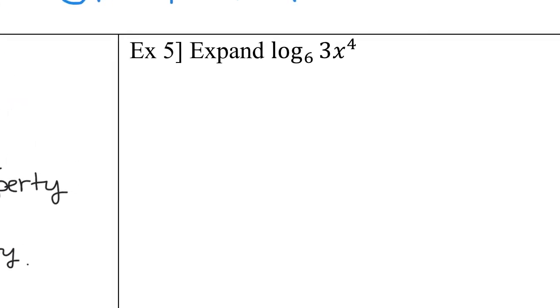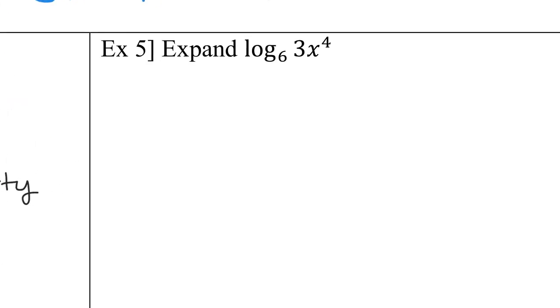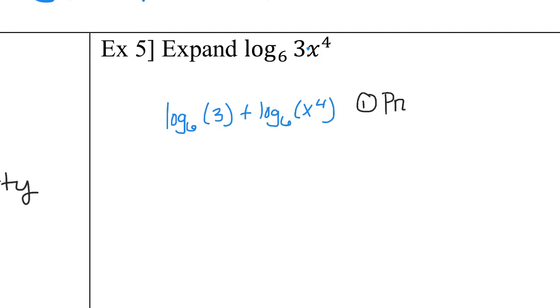Example 5. Expand log base 6 of 3x to the 4th. Follow the order. First is division, but I don't have any division. So then we're going to move on to multiplication. The product property says I'm going to add two separate logs together. So log base 6 of 3 plus log base 6 of x to the 4th. Since 3 and x were multiplied, the property says I can add two separate logs together. So this was the product property.